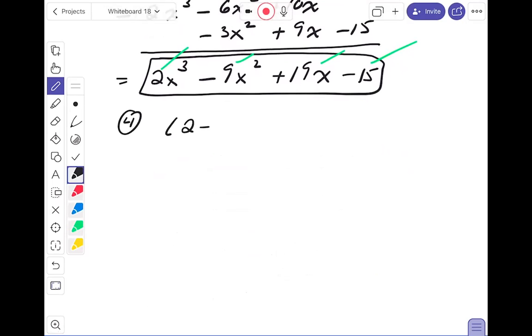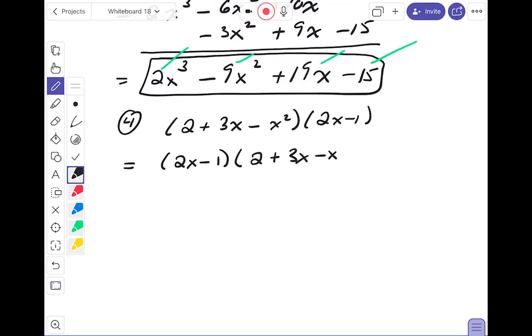It's 2 plus 3x minus x squared, times 2x minus 1. Well, again, what I'm going to do is I'm going to commute it. And the reason I like to have these small guys up front, so the binomial is smaller than the trinomial. Well, let's go through the multiplication. 2x times 2 is 4x. 2x times 3x is 6x squared. 2x times minus x squared is minus 2x cubed.